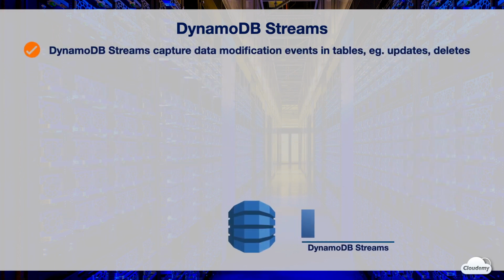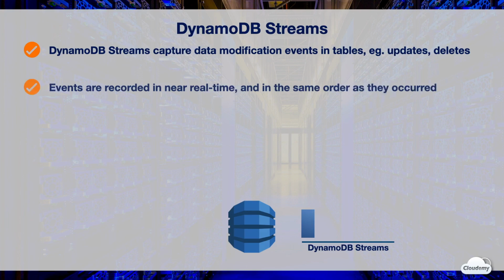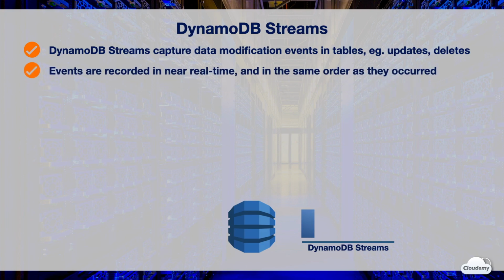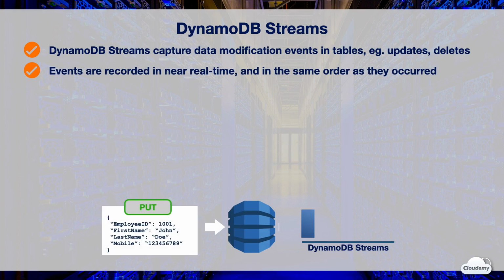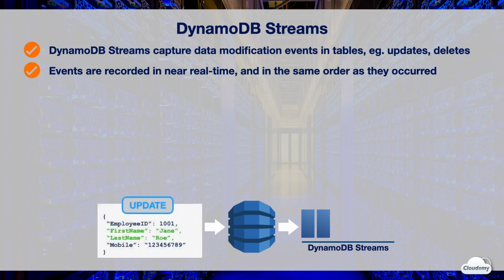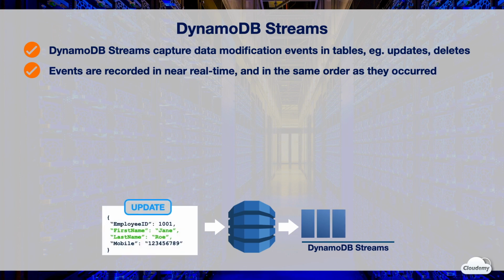DynamoDB streams capture data modification events in DynamoDB tables, such as new items being added, item updates and deletions. Data change events are recorded in the stream in near real time, in the same order as the events occurred. For example, when a new item is added to the table, the stream captures an image of the entire item, including all of its attributes. When you update an item, the stream captures an old image and a new image of the item, before and after the modification. When you delete an item, the stream also captures the deleted item, so you can run some post-deletion process.